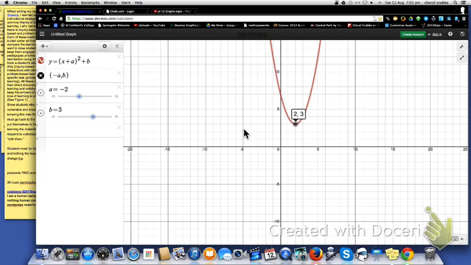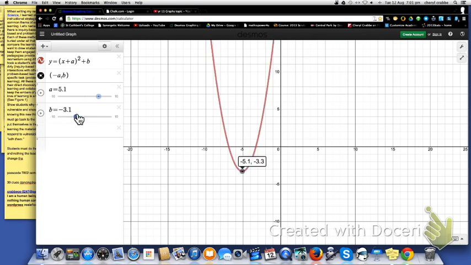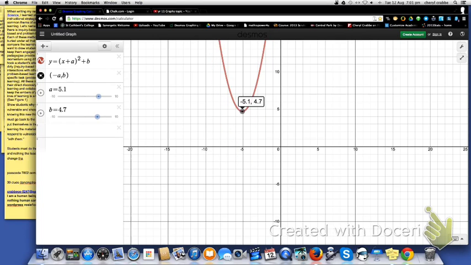So you're going to play around with this with the assessment. You can move the points around to various locations if you wish, but you can see that moving A moves the graph right and left, moving B moves it up and down, and A is always opposite. So we can move the graph this way, and we can move the graph that way, we can move the graph up, and we can move the graph down.